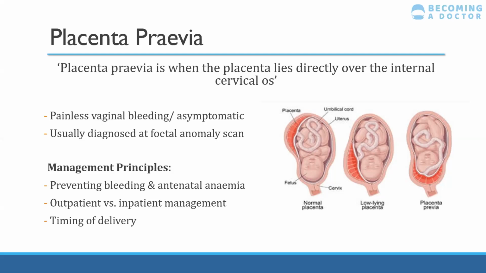If it's just a low-lying placenta, then sometimes some consultants may say that she can give birth vaginally if she's been completely stable, has no other risk factors, and if the fetal head is already past the edge of the placenta, so the placenta is not going to be in the way during delivery. And this picture here just shows you the difference between low-lying placenta and placenta previa.